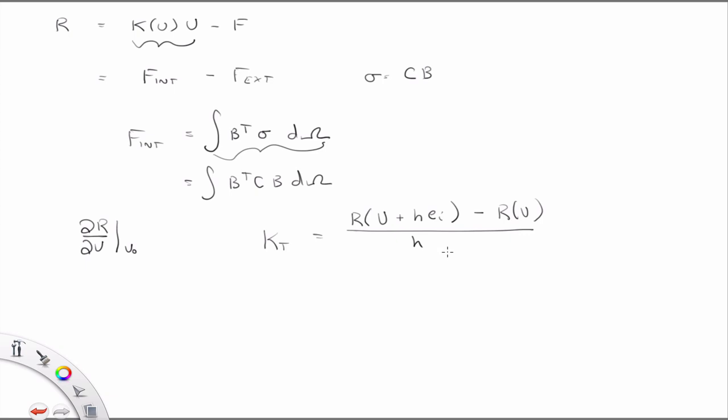Then there's also the fact that if it's too small, you're subtracting a number that's really close to itself, and you can have subtractive cancellation problems. So there are other, better ways to go about doing this. In fact, in the big production codes that I use nowadays, we use automatic differentiation to do this for us.